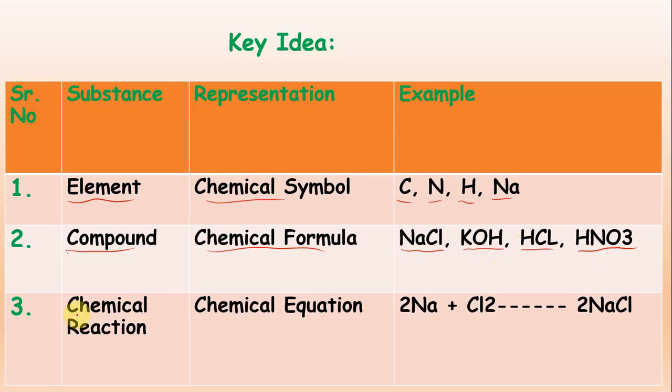Now the third one is very important, that is the chemical reaction, and it is represented by the chemical equation. This is the chemical equation which we will discuss today, and how to balance it. For example, sodium reacts with chlorine, then it will produce sodium chloride. So this is a chemical reaction and chemical equation. This is a very important concept.